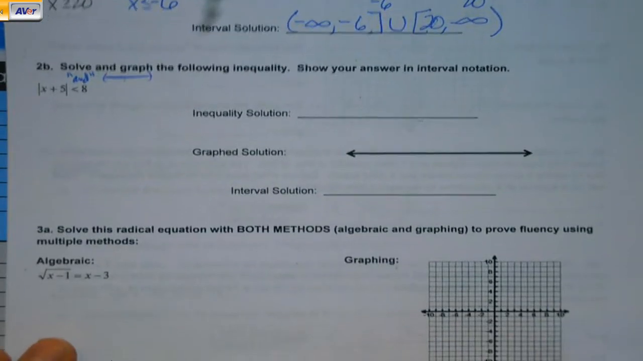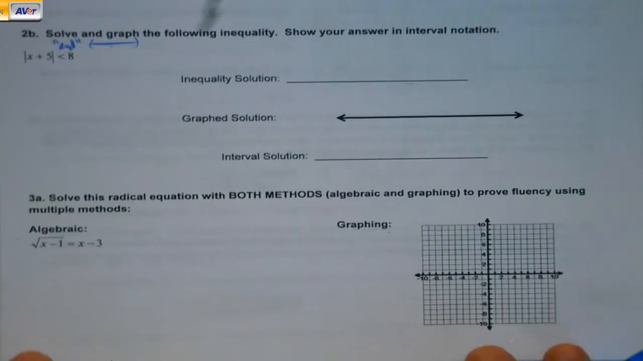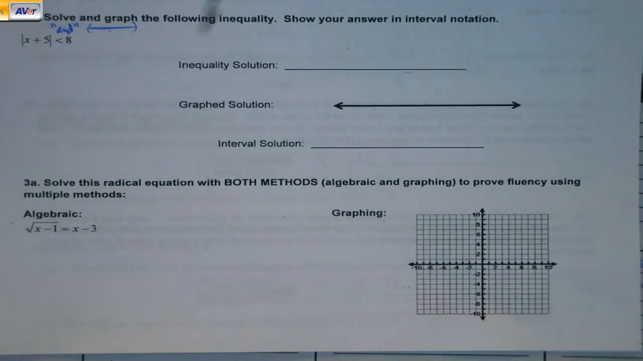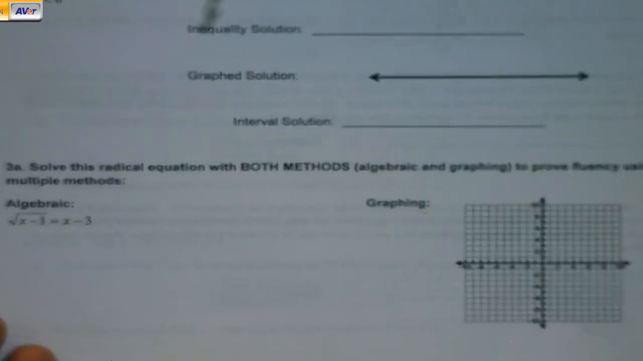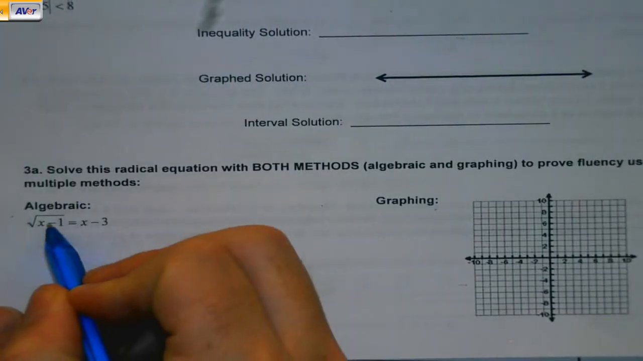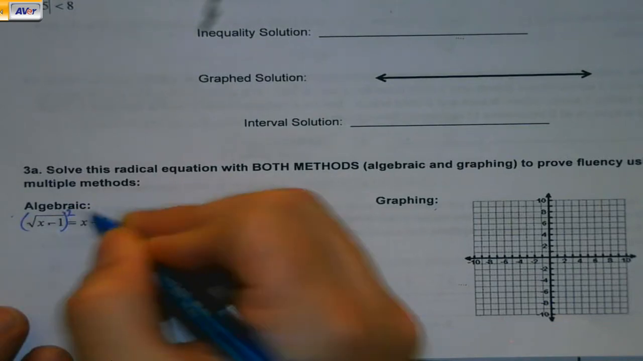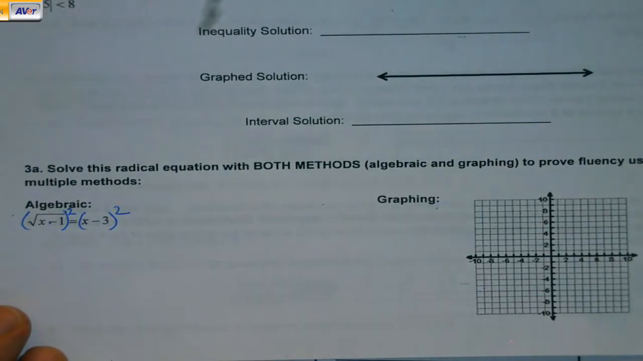Solve this radical equation with both methods, algebraic and graphing, to prove fluency among multiple methods. It's written so pretty. Okay, so algebraic. We're going to zoom in a little bit here. So, I have a radical that's alone by itself on this side. So we'll square both sides right away.